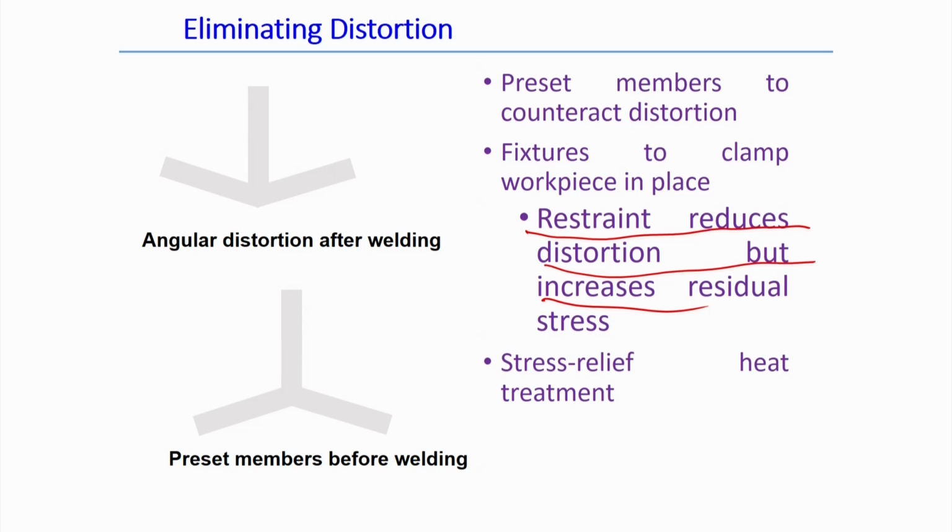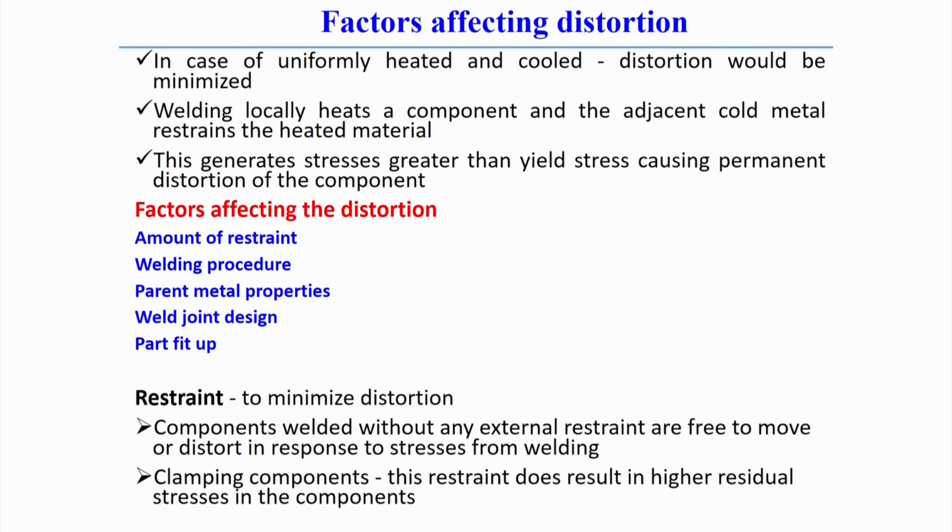In most cases, after the welding process, we generally do heat treatment so that the properties can be recovered to a certain extent. Then we can reduce the distortion and the amount of residual stress. That is the normal procedure, heat treatment simply to recover certain properties in the case of the fusion welding process. But what are the factors that actually affect the distortion?